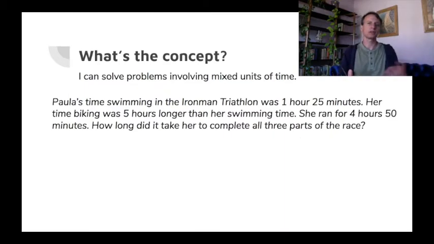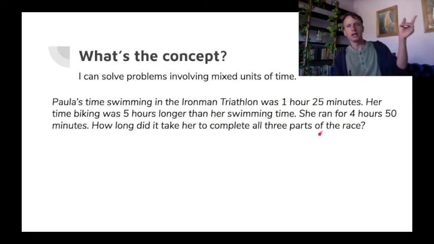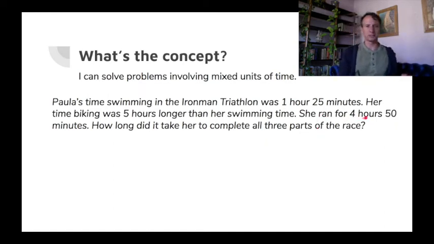we'll solve just a couple of word problems here. So Paula, she's working hard in the Iron Woman triathlon, and her time swimming there was 1 hour 25 minutes. Her time biking was 5 hours longer than her swimming time. Notice it's 5 hours longer. What's the easy mistake to make there? Is to just use that number 5 without making it longer. And then running 4 hours 50 minutes. All 3 parts of the race, what's her total time?